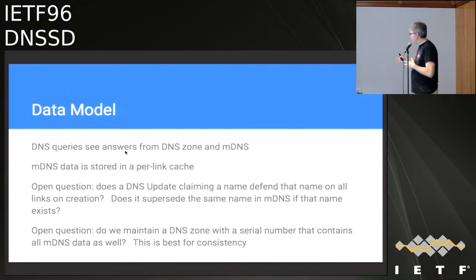Another question is, do we maintain a DNS zone that has everything in it and has a serial number? When I originally thought this through, the design was that it would in fact have a serial number and would contain all of the MDNS data. I think that works best, but it's a little harder to implement. So there's a trade-off to be made there. The reason it works best is because now if you do a DNS update, the data from MDNS is there and can be seen by the update query.